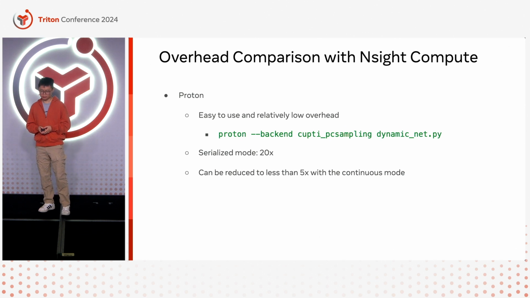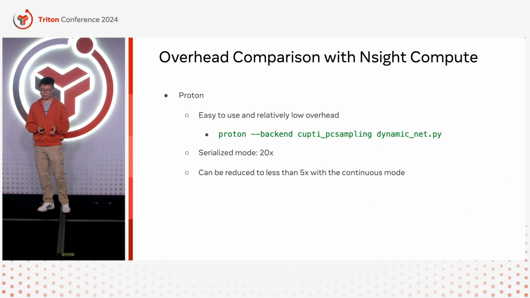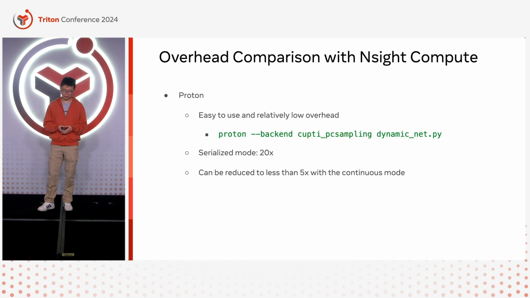Using Proton is relatively easy. The only command you need to supply is --backend cupti_pcsampling, which specifies that I want to start instruction sampling, followed by the PyTorch script I want to monitor. So it's going to profile every stall reason by default. It's easy to use and it triggers relatively low overhead. Using the serialized mode we introduced before, which synchronizes GPU kernels after they are launched, it still triggers only 20x overhead. And I believe it can be reduced to less than 5x with the continuous mode.